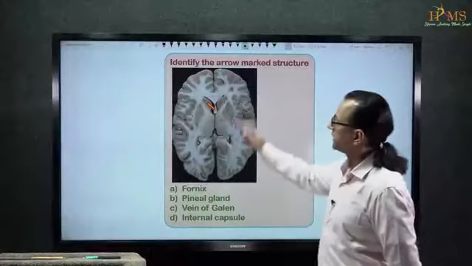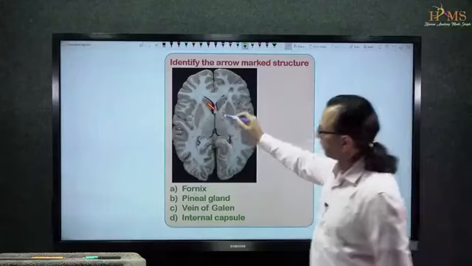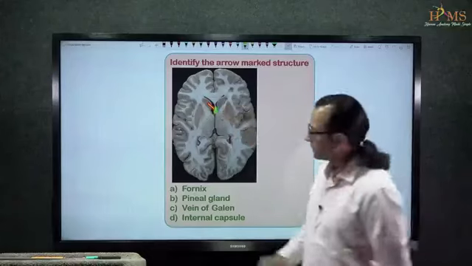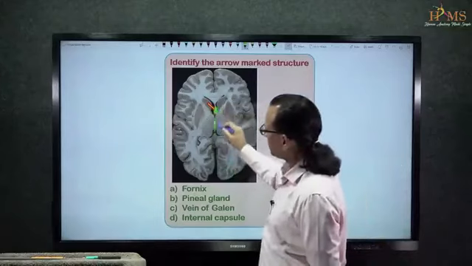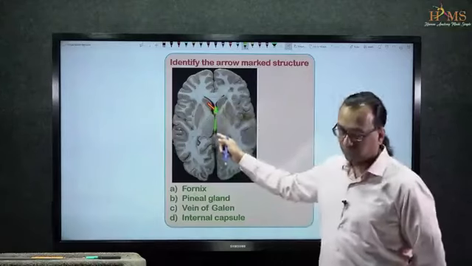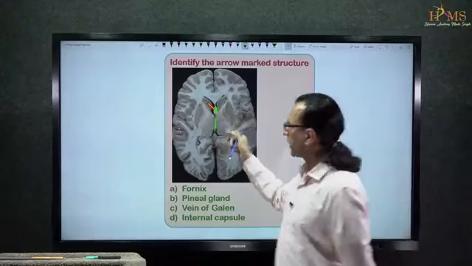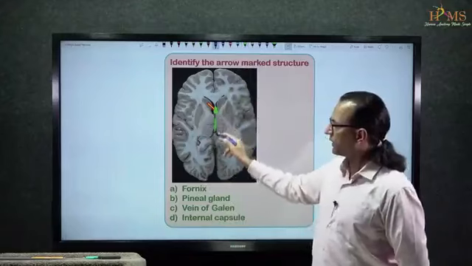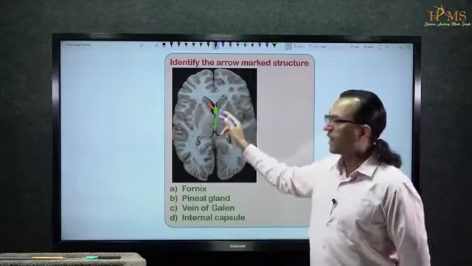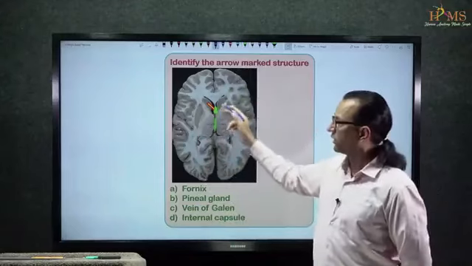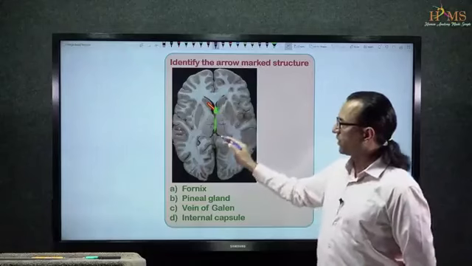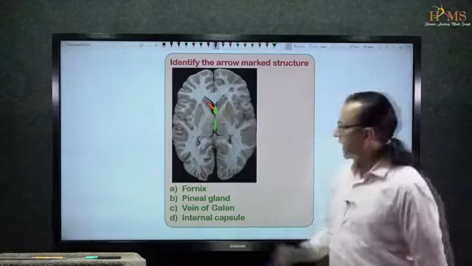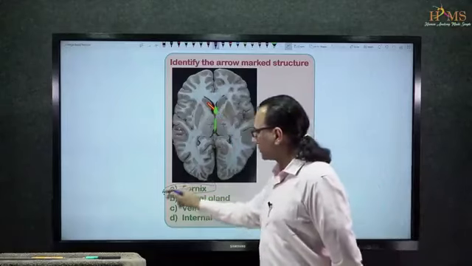This particular question is asking for the arrow mark structure which is in the midline, and that is actually the fornix, which is anterior relation of the third ventricle sandwiched between the two thalami. Here are the two thalami sandwiching the third ventricle in the midline, and fornix is at the anterior relation of the third ventricle. It is also the roof of the third ventricle and it comes anterior, so that will be the fornix. Our answer should be choice number A here.